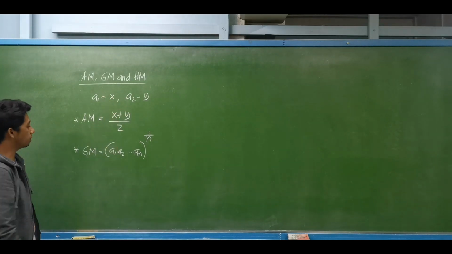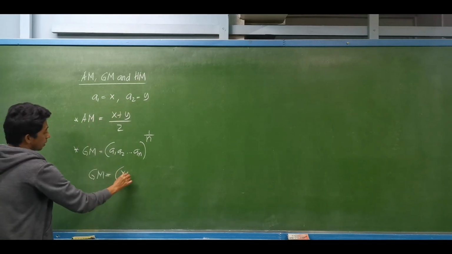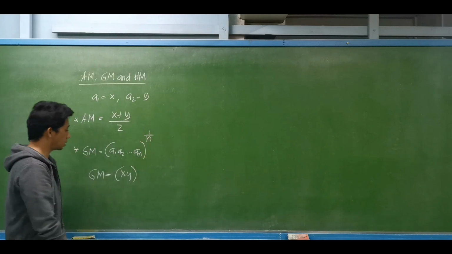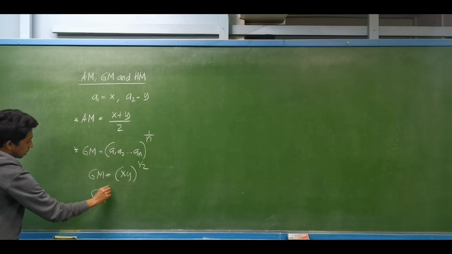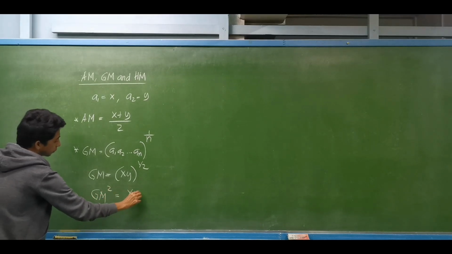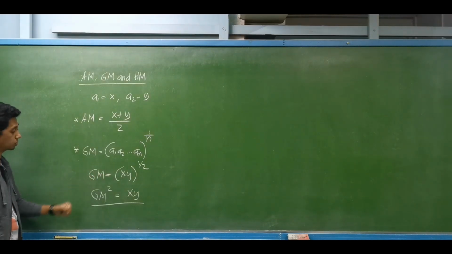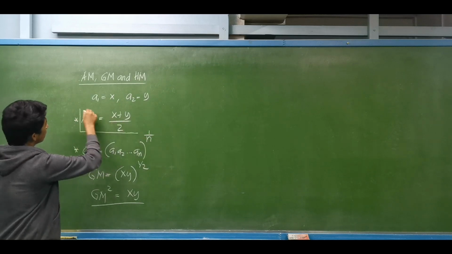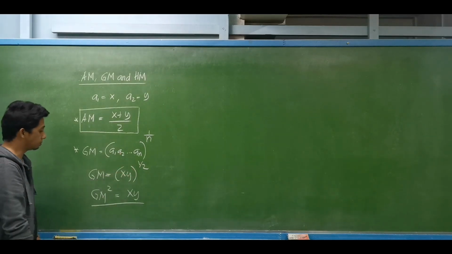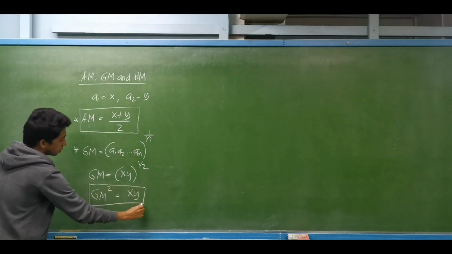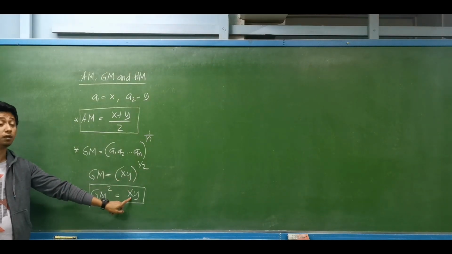Since we have only 2 terms, the geometric mean of x and y is raised to 1/2. So the geometric mean squared is equal to the product of the 2 terms, x and y, by squaring both sides. Again, arithmetic mean is averaging, and geometric mean is the nth root of the product of the terms. If you have 2 terms, that is the same as the square root of the product of the 2 terms, or geometric mean squared is the product of the 2 terms.